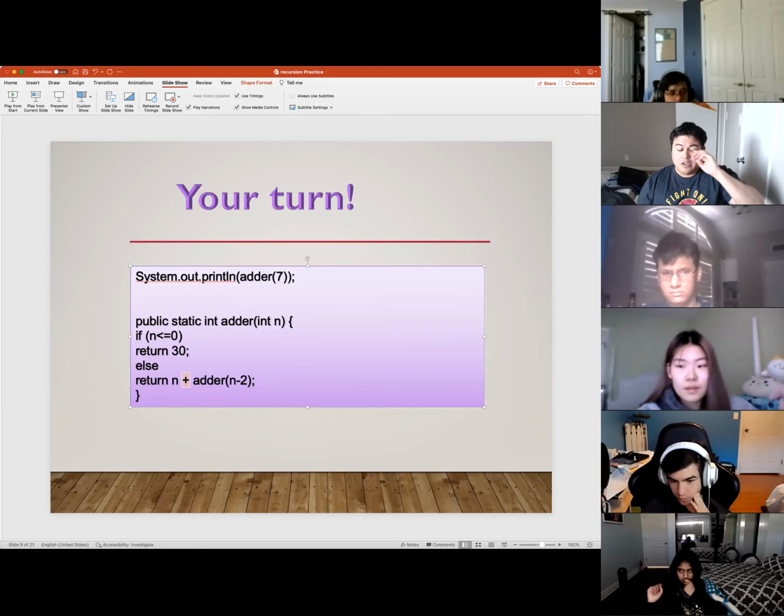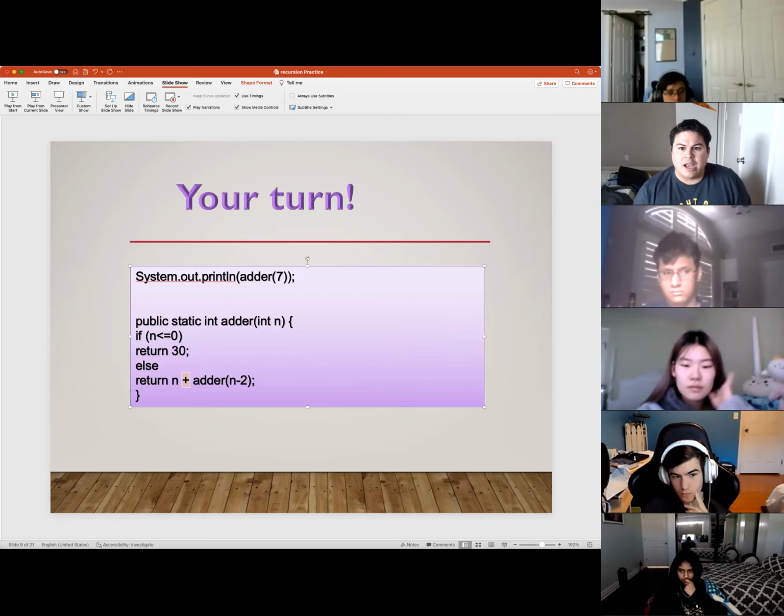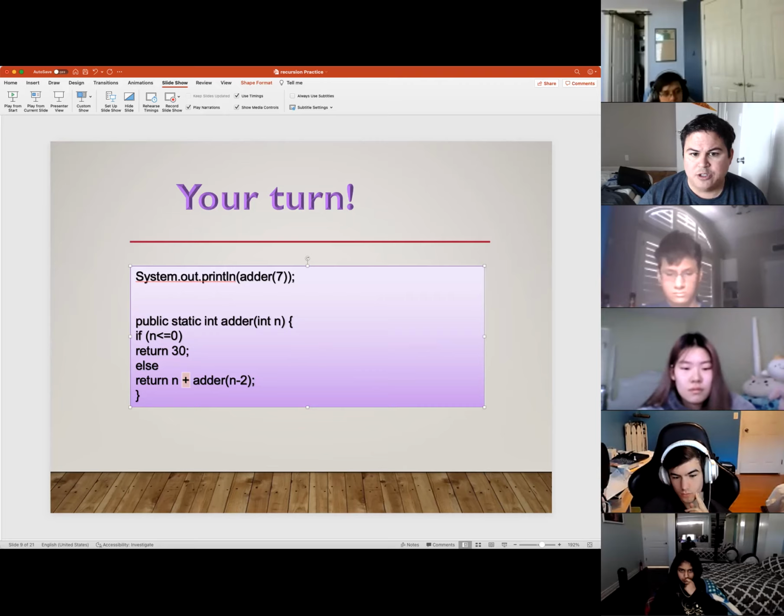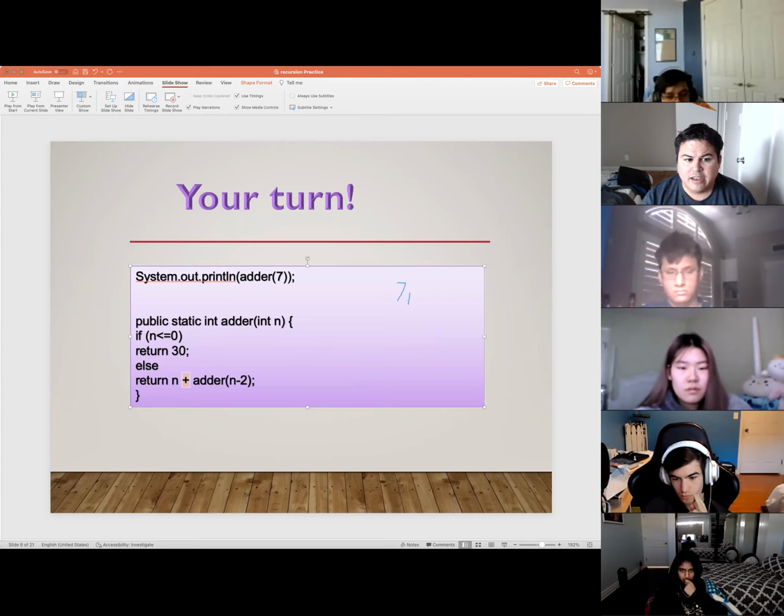So now when I add it, I have everything. I'm going to do my first call, excuse my annotations, I'm going to do the best I can. So my first call is 7. So what gets stored? 7 plus. And what's n minus 2?